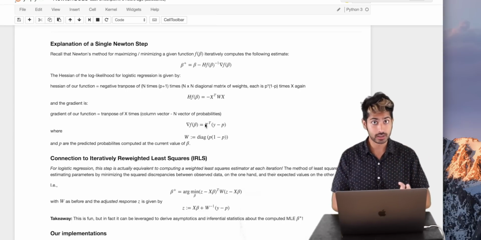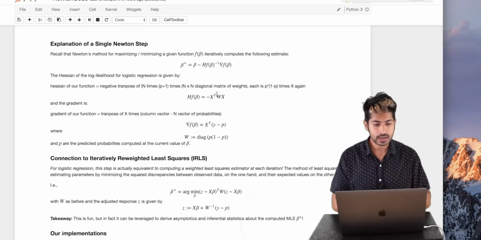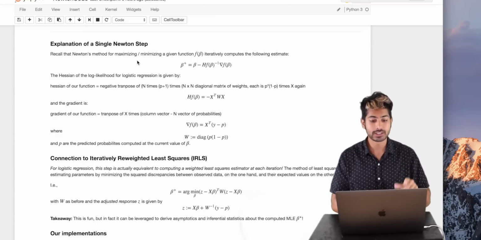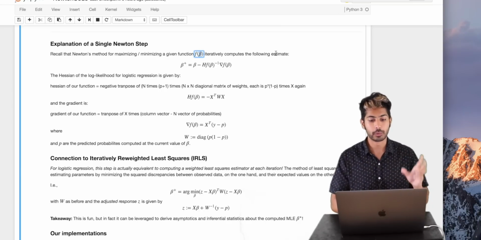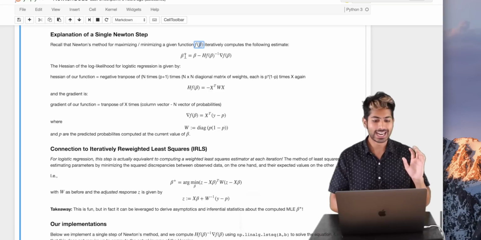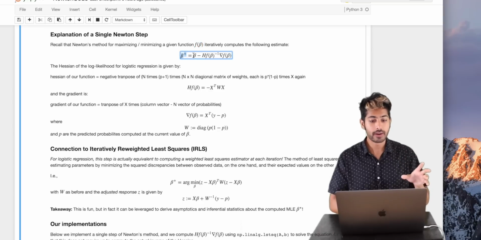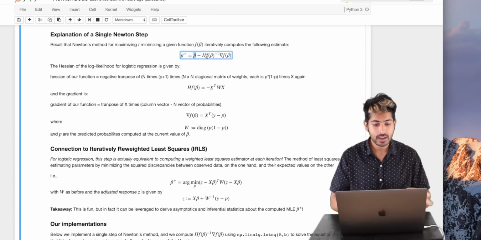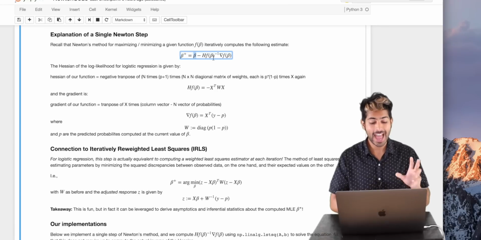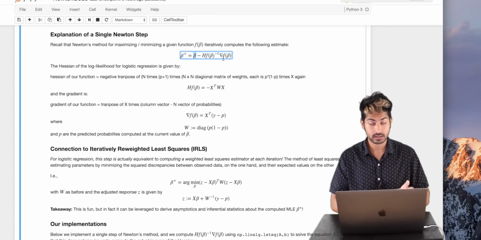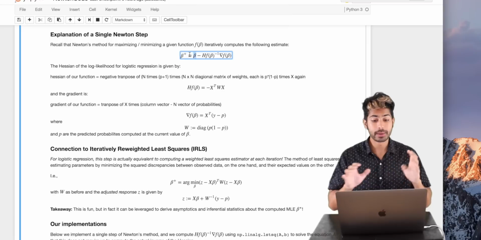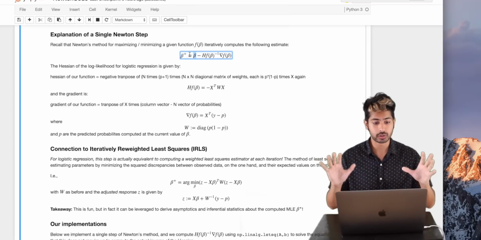For logistic regression, here's how Newton's method works. Recall that Newton's method for maximizing or minimizing a given function f of its coefficients, given the beta value, iteratively computes the following estimate, okay? So the new coefficient is going to be whatever the current coefficient is minus the inverse of our Hessian times the gradient of our function. And that's the high level of Newton's method for logistic regression.